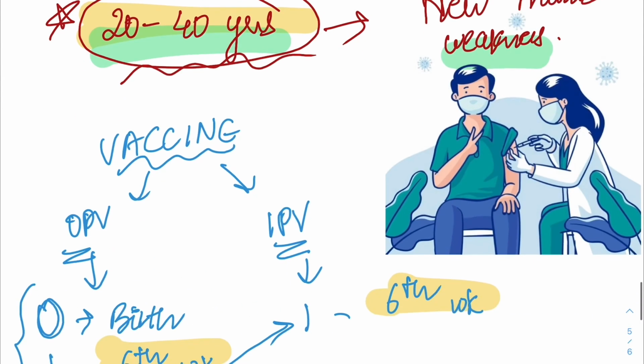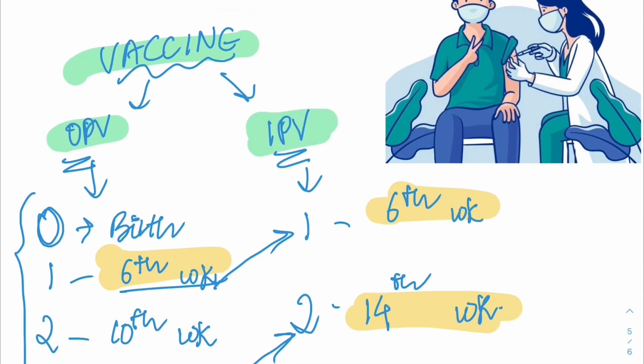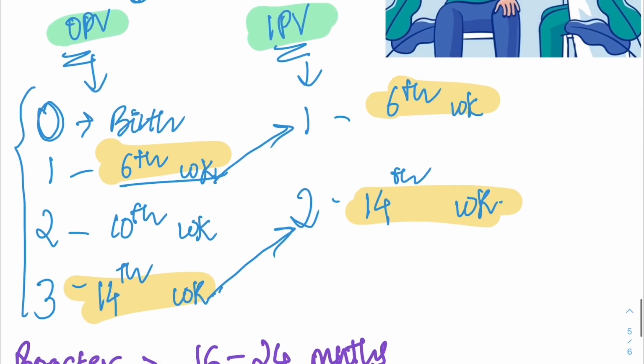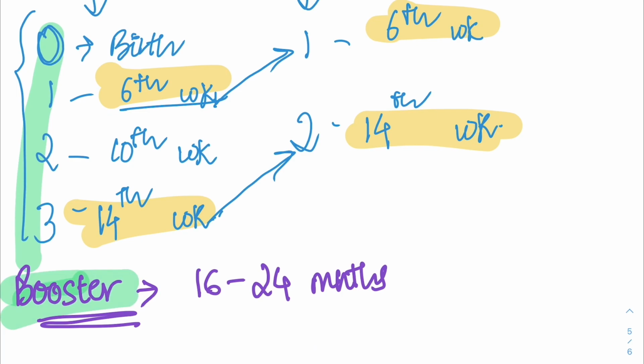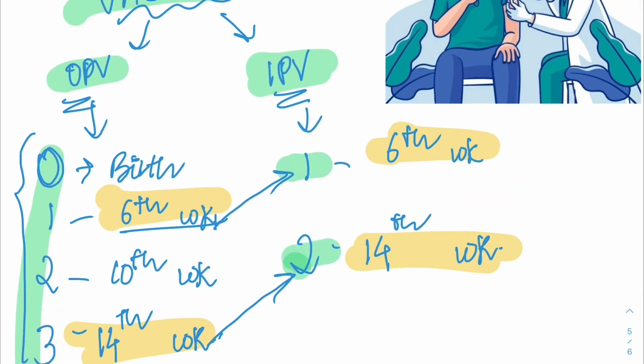There are 2 types of vaccines which are available. One is the oral polio vaccine, which is taken orally, and the injectable polio vaccine, which is injected. In the oral polio vaccine, you have 4 doses and a booster dose. In the injectable polio vaccine, you have only 2 doses.